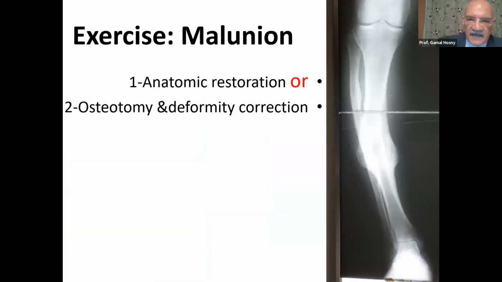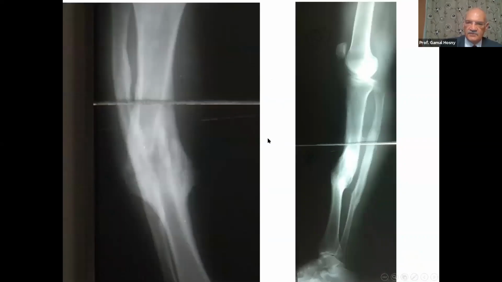Another exercise, we have a case of malunion. This is malunion, and we have this deformity, C-shaped deformity. We have 2 options. Either we do an osteotomy at exactly the same site of the fracture, or we do osteotomy and deformity correction. If you do an anatomical restoration and do osteotomy here, it's a heroic operation, and the skin is adherent, and you are going to have significant bleeding. So we prefer osteotomy and deformity correction.